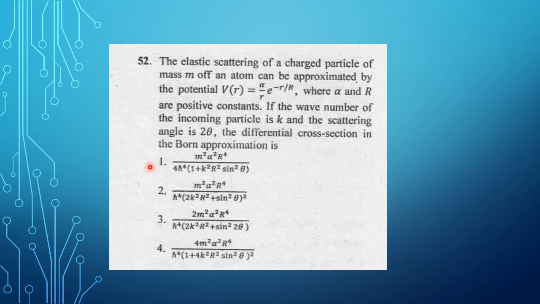For solving this problem, we need to first write the differential scattering cross section in terms of the scattering amplitude. We have to first solve for the scattering amplitude, then substitute it into the differential scattering cross section. Then we will get our actual solution for this problem.